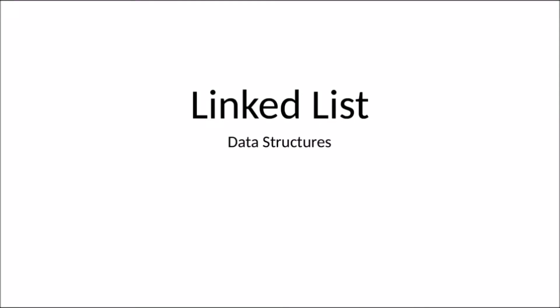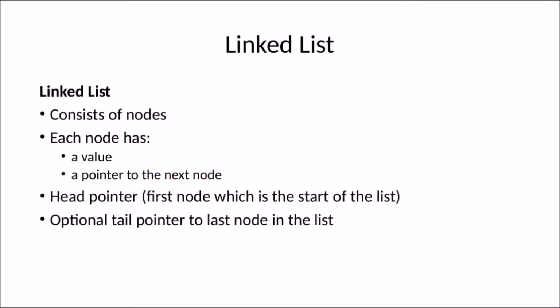Hi guys, in this video I'll cover the linked list data structure. A linked list consists of nodes. Each node has a value and a pointer to the next node. The linked list has a head pointer that points to the very first node of the list, also named the head node. That node then points to the next node and so on.